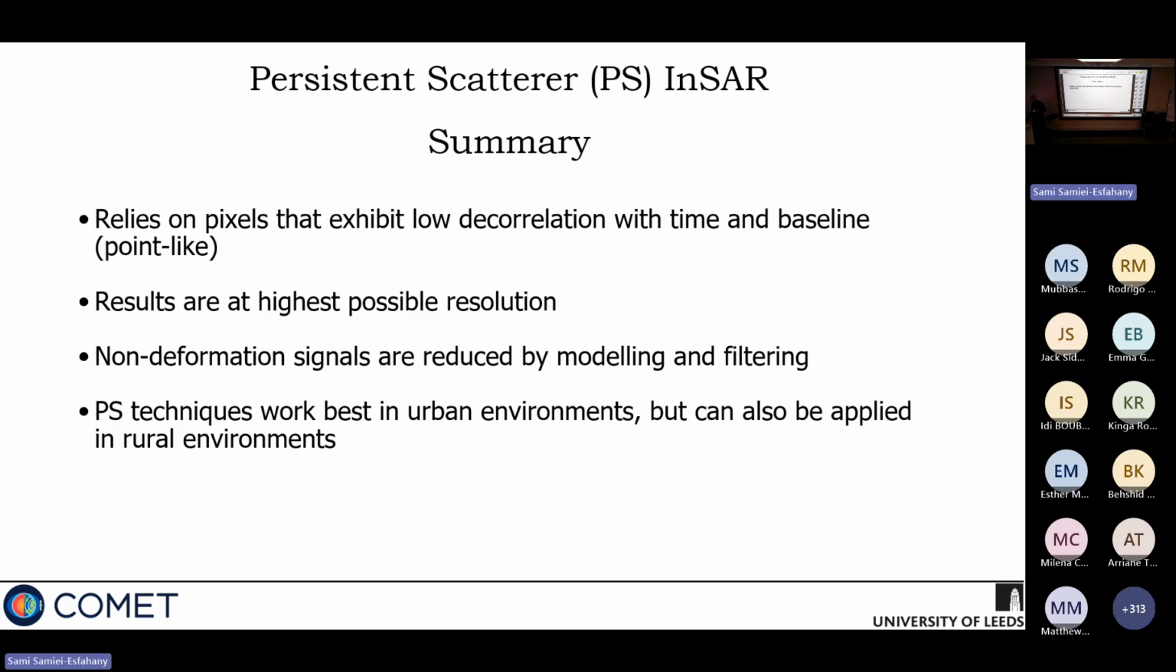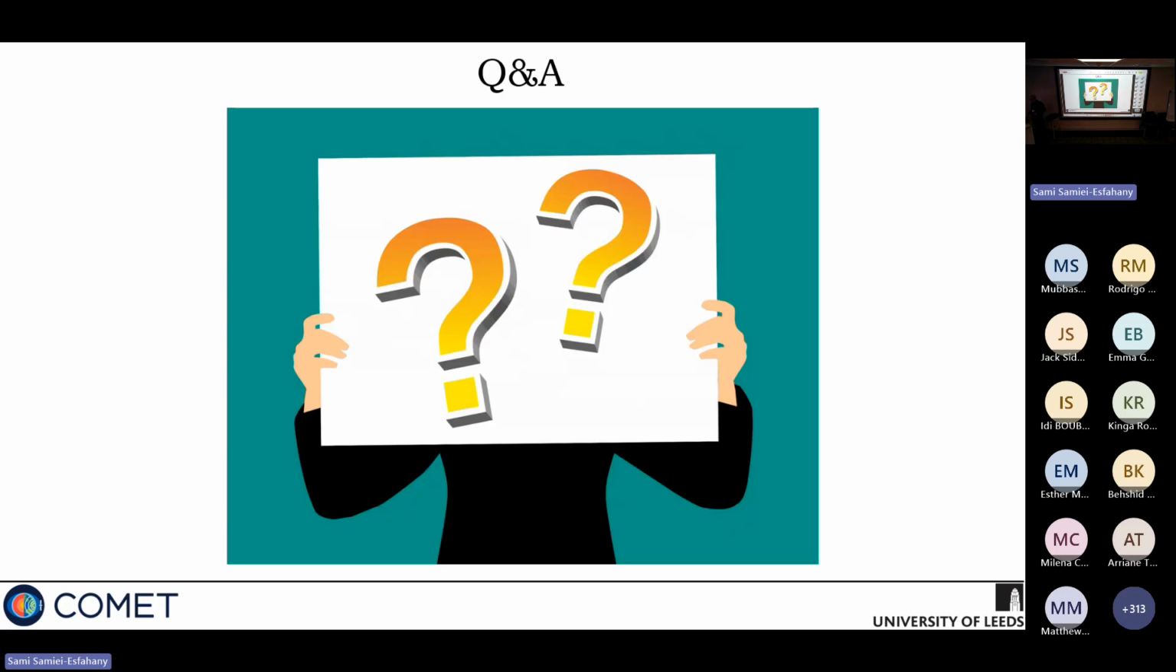Okay, so just to summarize PS, it relies on these pixels that have low decorrelation in time. You do get results at high resolution, which is nice in some cases. You have to filter to reduce non-deformation signals. Good in urban environments, but can be applied in rural environments.